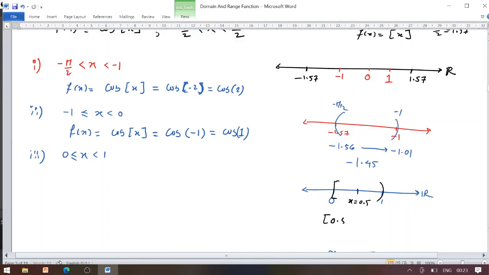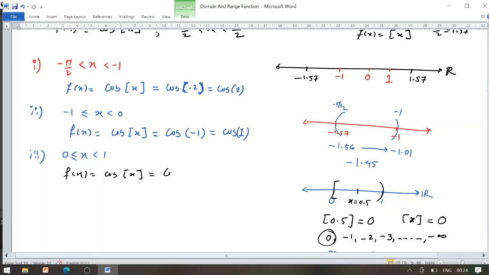The greatest integer value not greater than 0.5 is given by which of the possible integers less than 0.5? They are 0, minus 1, minus 2, minus 3 and so on up to minus infinity. Among them, which is the greatest integer value? We have 0. So for any x in the semi-closed interval 0 to 1, the greatest integer value not greater than x is always 0. So f of x equals cos of the greatest integer not greater than x, which is cos of 0. Now, as everyone well knows from the standard trigonometric table, cos of 0 is 1.